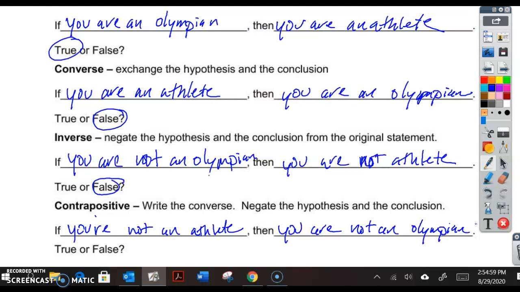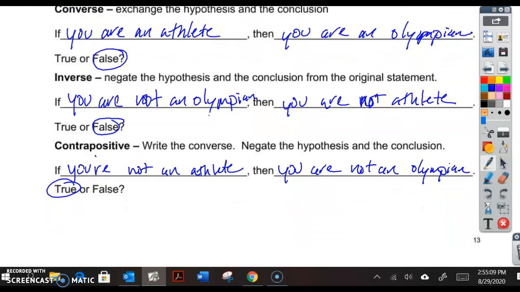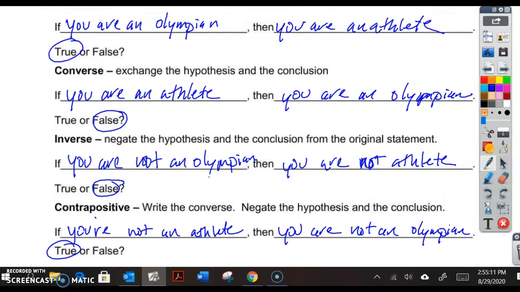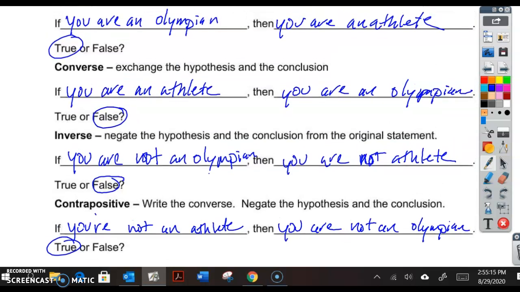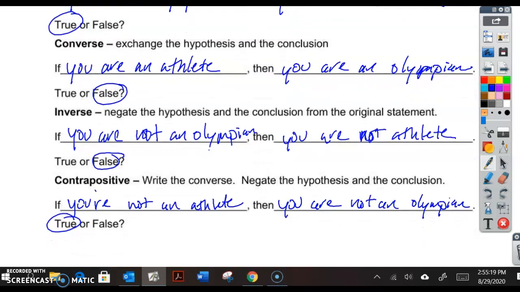And we'd say, well, if you're not an athlete, you're not an Olympian. That's true, probably. We'd have a discussion about it. But if you notice, the original if-then and the contrapositive have the same truth value, as well as the converse and the inverse have the same truth values. And we're going to get to that in just a second.